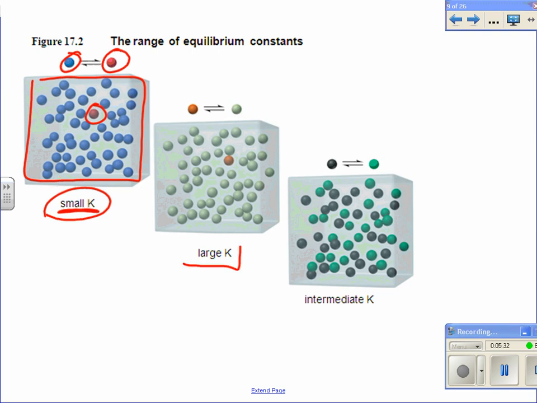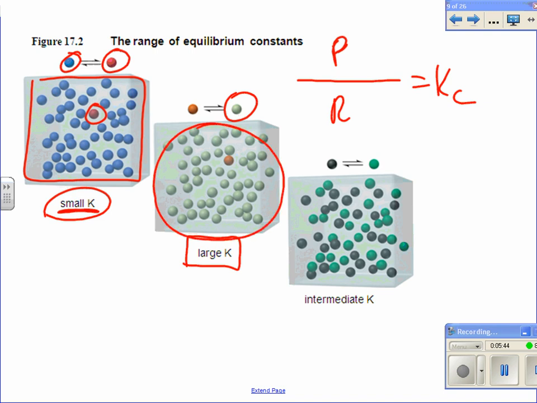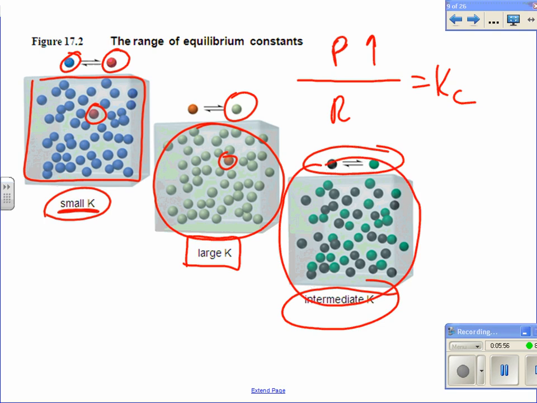If I look here, a large k is represented by a lot of products. So remember that fraction, products over reactants, equals Kc. That's just the general idea. Look at all the green products I have and very few reactants. Large amount of products, very small amount of reactants. I'm going to get a Kc value greater than 1. Intermediate K, if it's about equal, is going to be pretty close to 1. That would be an intermediate K.